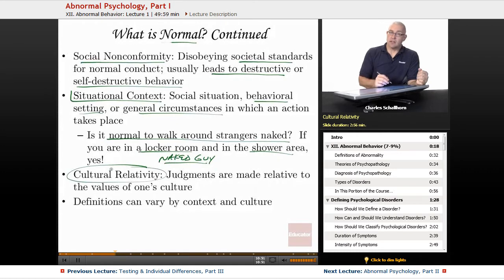Cultural relativity is another one. Judgments are made here based on the values of one's culture. So when I first started teaching, was it normal for my students to get tattoos? No. It was incredibly unusual for students to get tattoos back in the mid to late 80s when I first started teaching. Was it normal for females to get one earring or one piercing on the lobe of the ear? Perfectly normal.